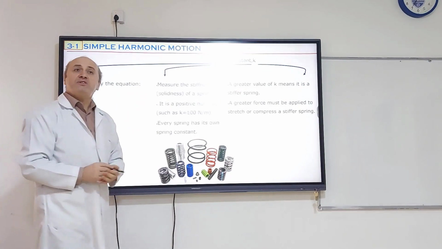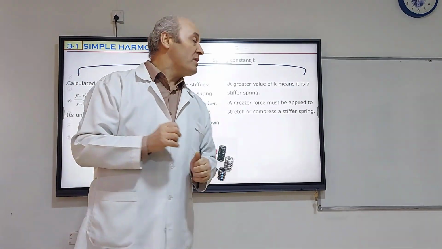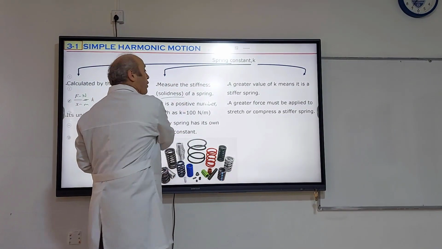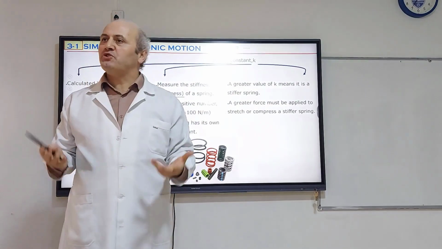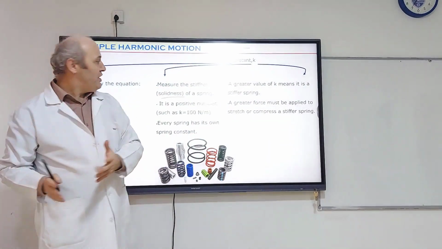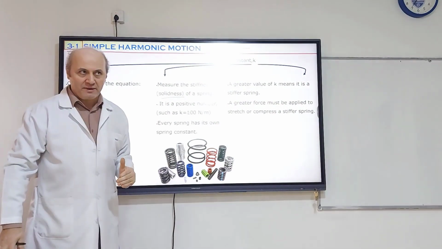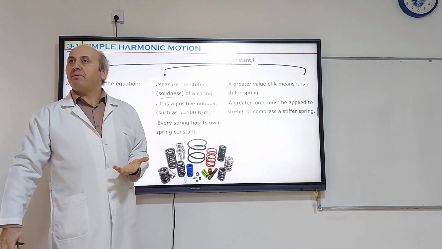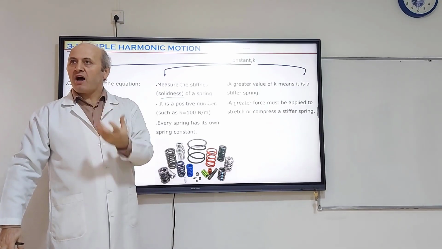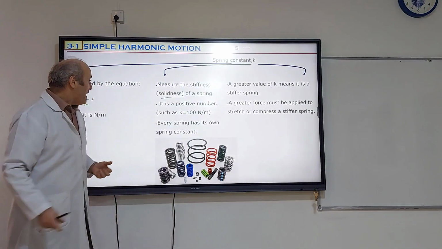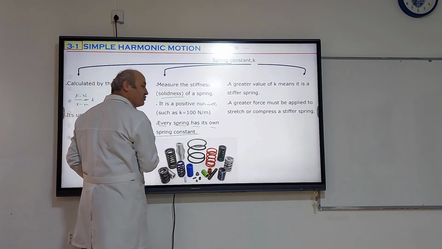And this spring constant k measures how stiff or how soft a spring is. If this number is small, it's a soft spring. If this number is big, it's a hard, tough spring. And every spring has its own spring constant.